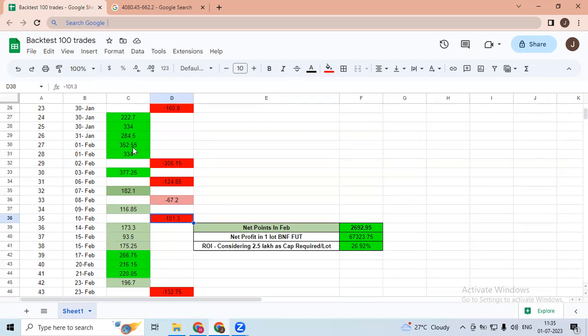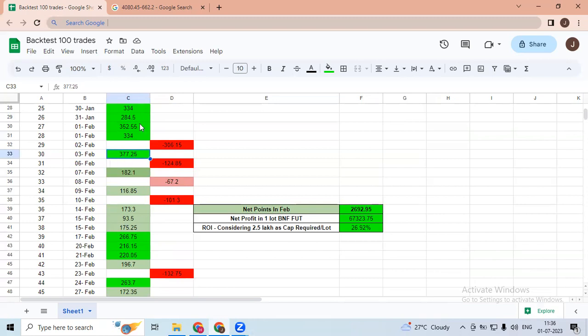Okay. Now, coming next, this was a big loss, 306 points, 124 points loss, 101 point loss. Here come the big profits, 352 points, 334 points, 377 points. So whichever profit is above 200, I have kept it as big profits. Whichever loss is above 100, I have kept it as big losses. Okay. So that's the color difference over here. You can see you have dark red colors for big losses and light red colors for losses below 100. Below 200 profit, light green. Above 200 profit, dark green.